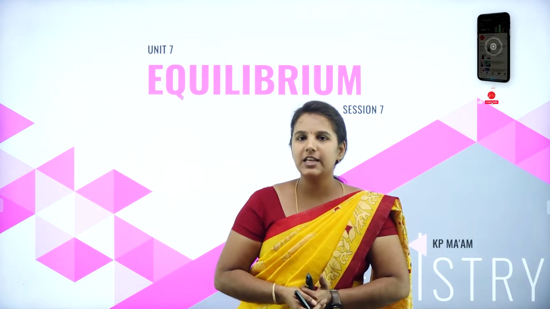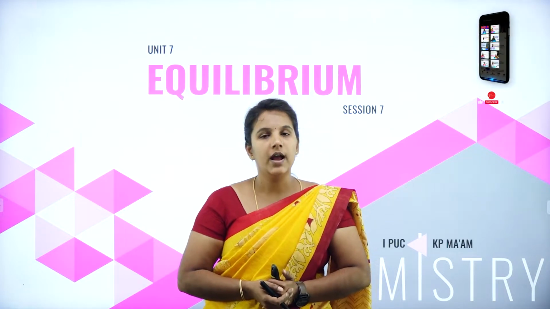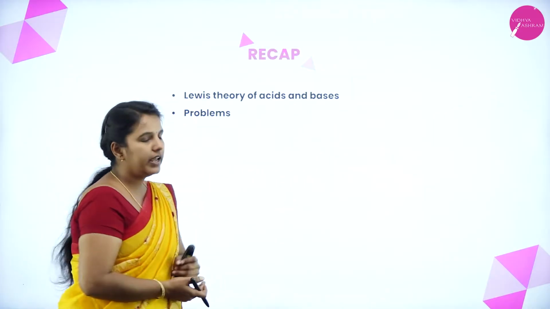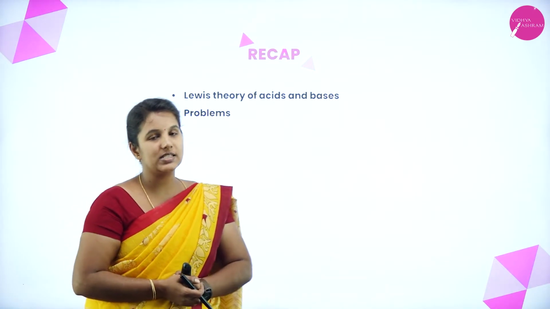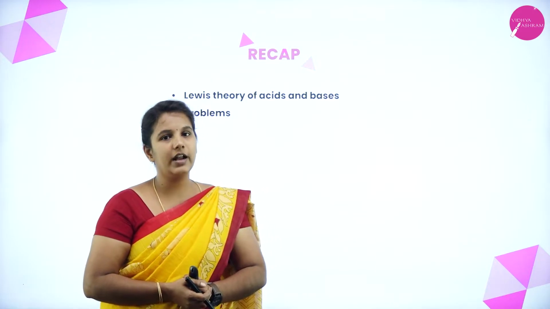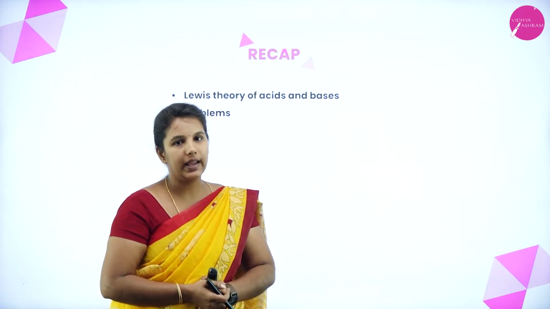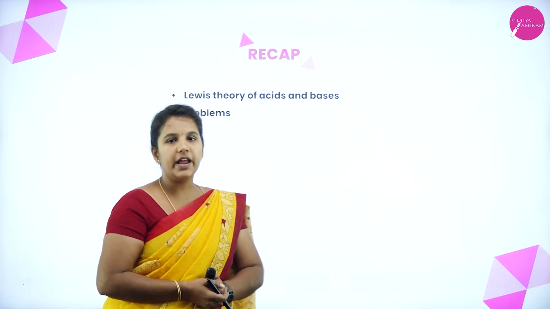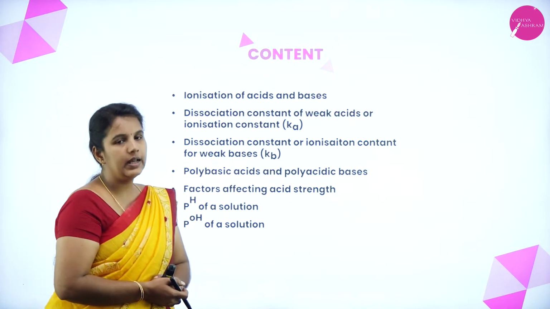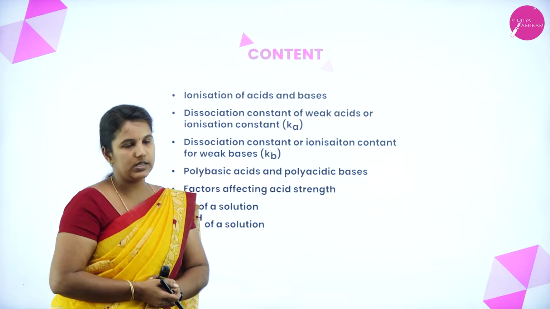My dear students, in our last discussion, we were dealing with a unit called equilibrium. Under this unit, we have discussed the Lewis theory of acids and bases, that is the last theory on acids and bases. In addition to that, we also solved some numericals based upon the equilibrium constant. Today, let us move on to the next topic of this unit by understanding ionization of acids and bases.